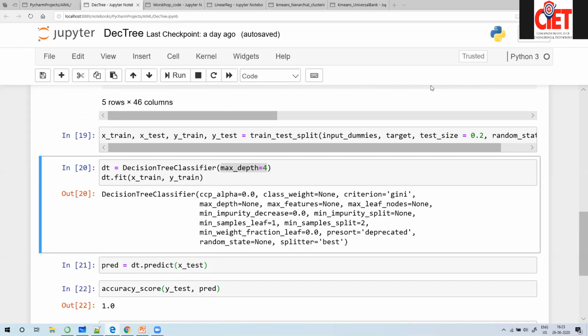Alpha beta pruning is based on something called the cost of complexity. Unless you understand the cost of complexity, you see here ccp_alpha is equal to 0.0. We did not give anything. But if you understand first how the cost of complexity is calculated, then you will understand that. That's a slightly more in-depth concept, would take easily another 30-40 minutes to explain. Not required for a beginner.